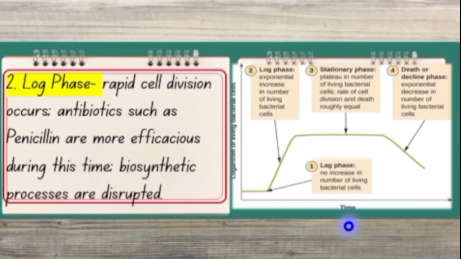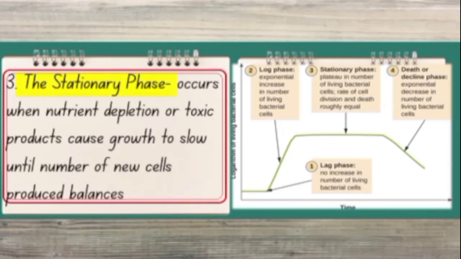Okay, let's proceed to the next phase, which is called the stationary phase. After the log phase or exponential phase, there is what we call plateauing, as shown in the line graph here. Meaning to say, there is depletion of nutrients, or maybe toxic products are being administered that cause the growth of the bacteria to slow down.